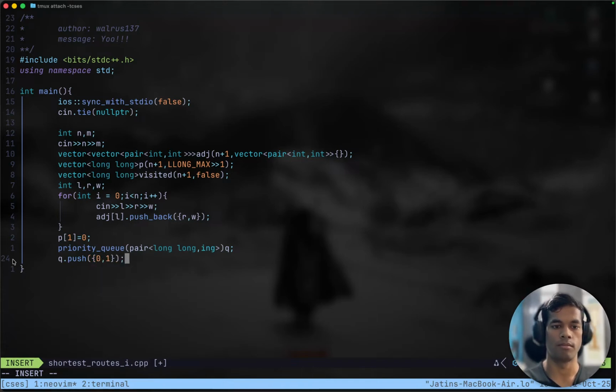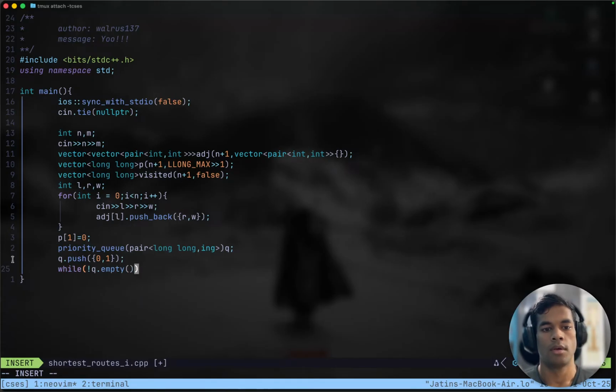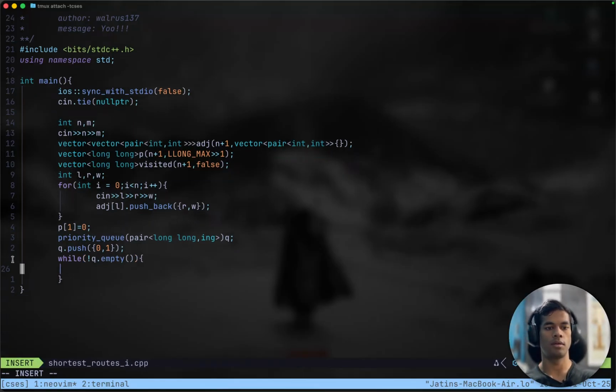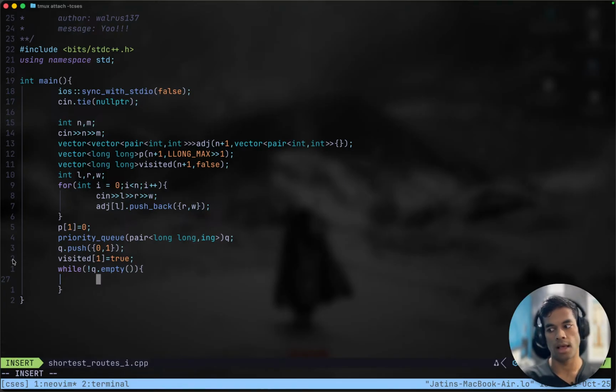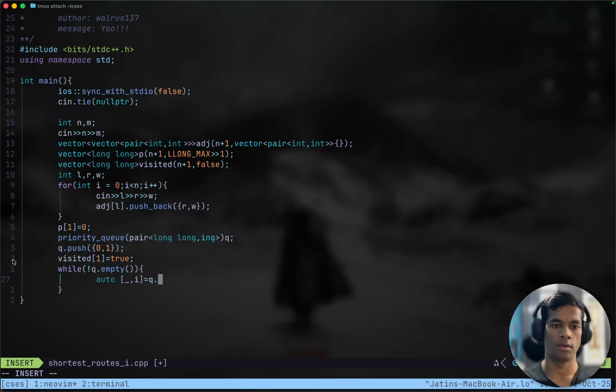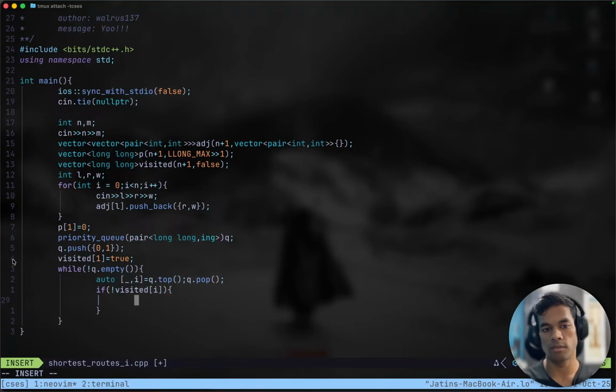Queue dot push distance 0, 1, while not queue dot empty. And also we will say that this has been visited. So instead, 1 equals 2, we will get the top node, and this is a pair, so we can just use auto. We don't need the weight, we just need the index of the node, equals q dot top, and then q dot pop, remove it, and if not visited I, then we process. And what do we process?